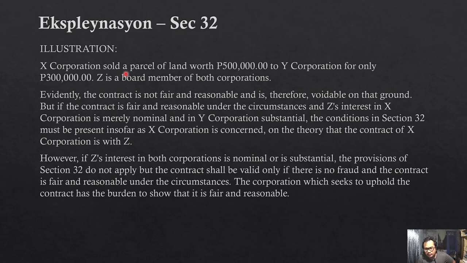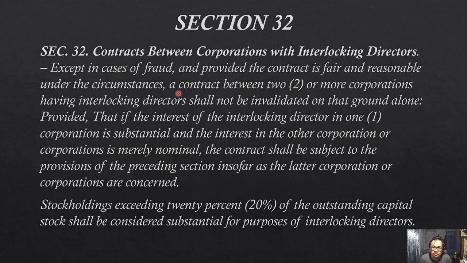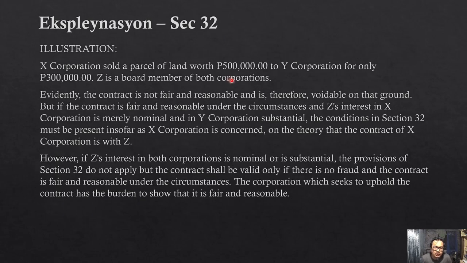Ito, illustration para mas madali. Si X Corporation sold a parcel of land worth 500,000 to Y Corporation for only 300,000. Si Z is a board member of both corporations, kay X and kay Y. Now, evidently, the contract is not fair and reasonable considering na 500 yan, tapos 300 lang binenta. So, therefore, it is voidable on that ground. However, if the contract is fair and reasonable under the circumstances, and his interest in X Corporation is merely nominal, and in Y Corporation substantial, then the conditions in Section 31 must be present insofar as X is concerned, on the theory that the contract of X Corporation is with Z. Kasi, substantial yung ownership ni Z.